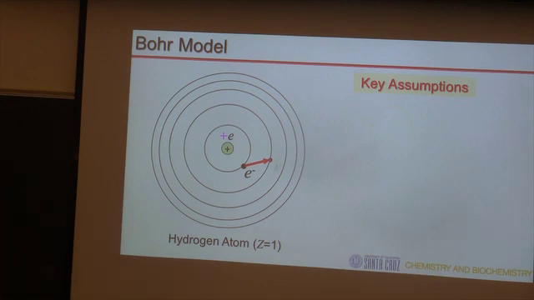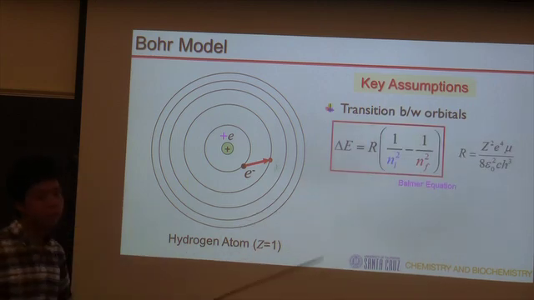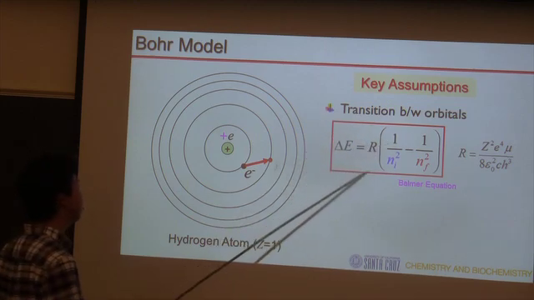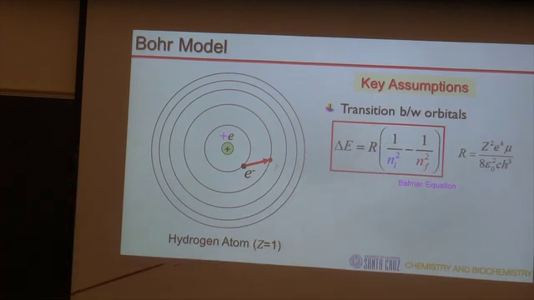The third one, which we can make a lot of questions based on, is the transition between two energy levels. For example, electrons can be promoted from n equals 1 to n equals 2. And once the electron is jumping or promoting between two different energy levels, it involves an energy change. And based on Bohr's model, the energy change can be calculated by the Bohr equation.